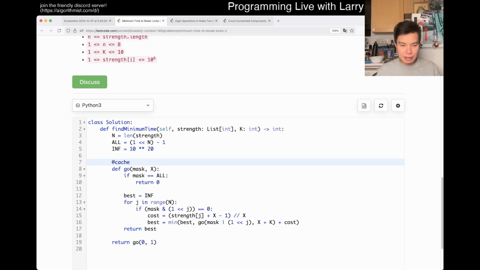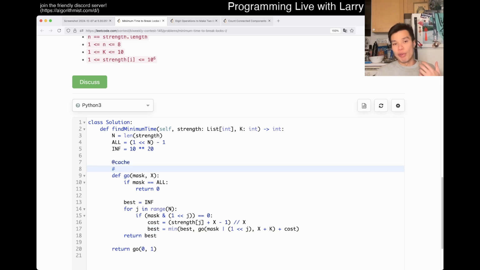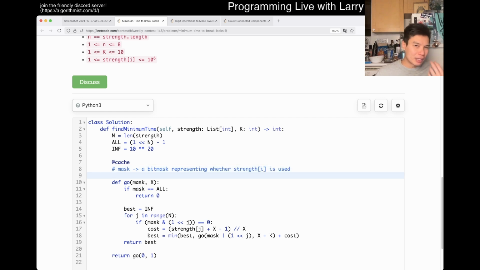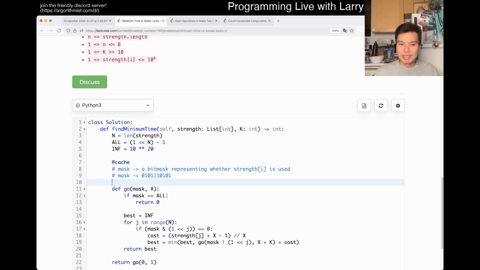Bitmask is very intimidating, especially for a Q2, even though it's a slightly harder Q2. But the bitmask is just a bitmask representing whether strength sub i is used. The way I always describe it is that you can think about a bitmask as a Boolean vector, a Boolean list. A bitmask in binary terms will look something like this, and if you want to convert it to a Boolean list, the zeros are false and the ones are true. And then if you want to expand this to a list, it's very easy to do. So that's the way I think about it.